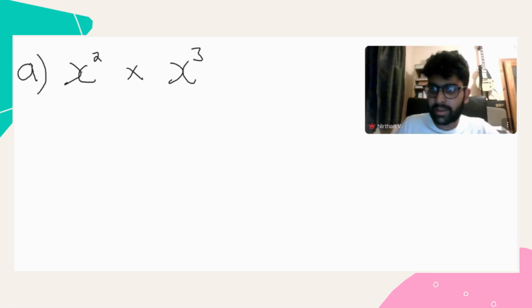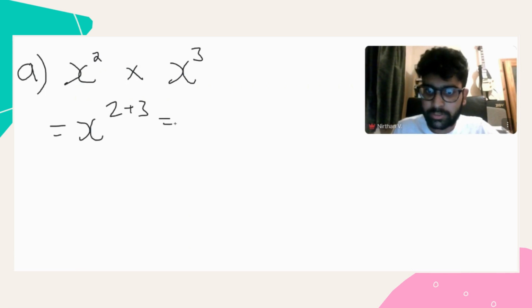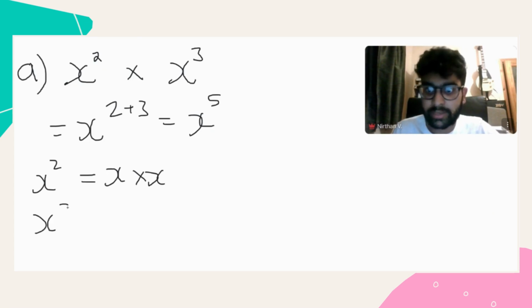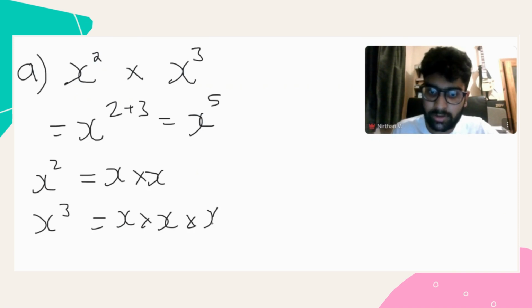So here we have x squared times x cubed. So here the bases are the same, so that means we need to add the powers together. And that gives us x to the power of 2 plus 3, which is x to the power of 5. Now the reason why this works is because if we look at x squared, that is x times x, and x cubed is x times x times x. So that means we have 5 lots of x's all together, as you can see here, which gives us x to the power of 5.